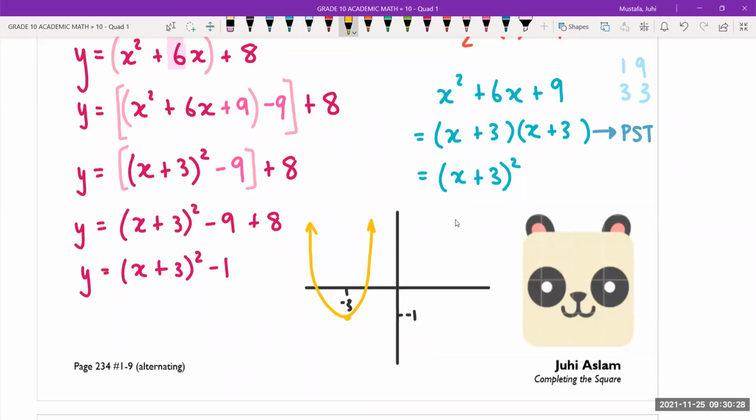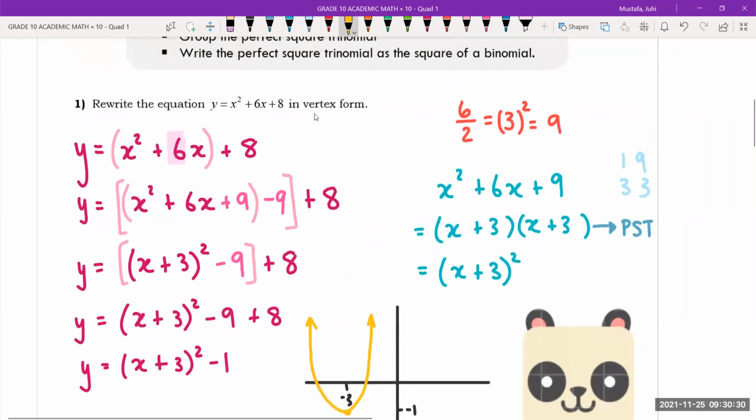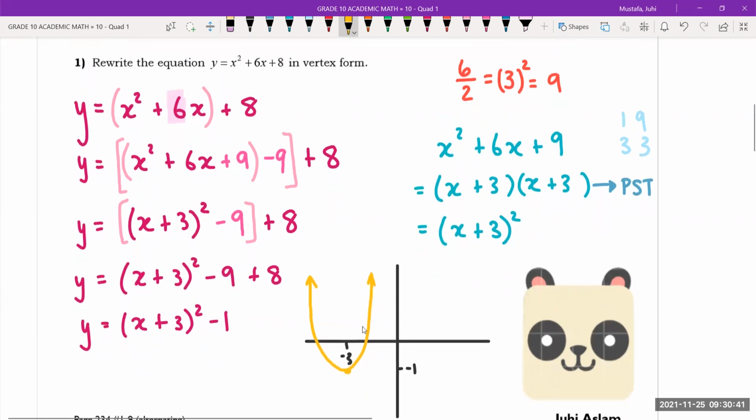And the important thing to recognize is when it was in standard form, you had no idea what the shape would look like. You can't figure out the horizontal translation, the vertical translation, nothing. That's why we complete the square to get it into vertex form. So now it's super easy to sketch.